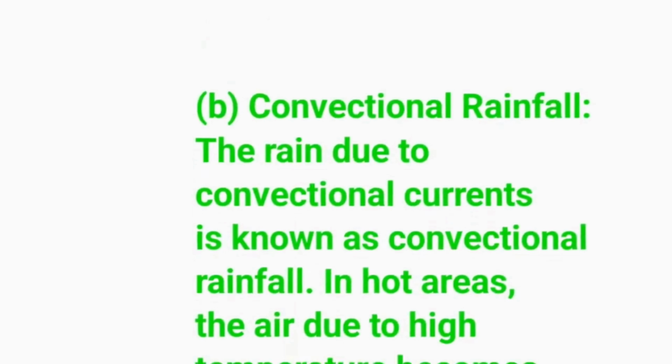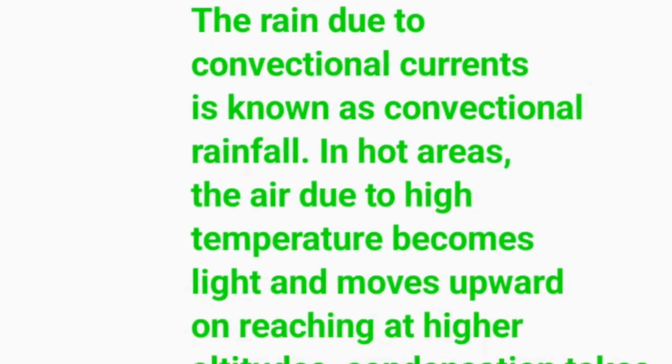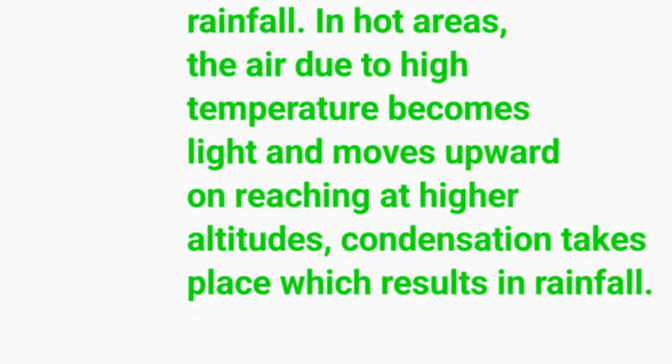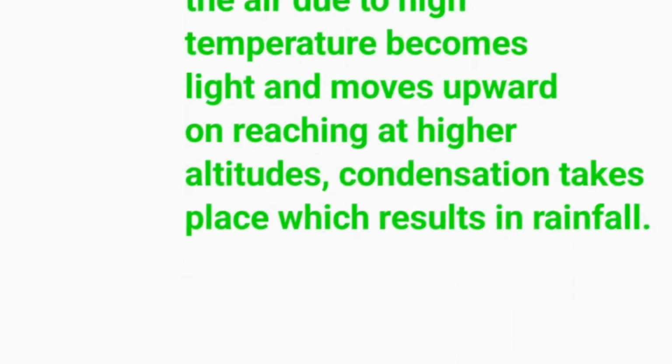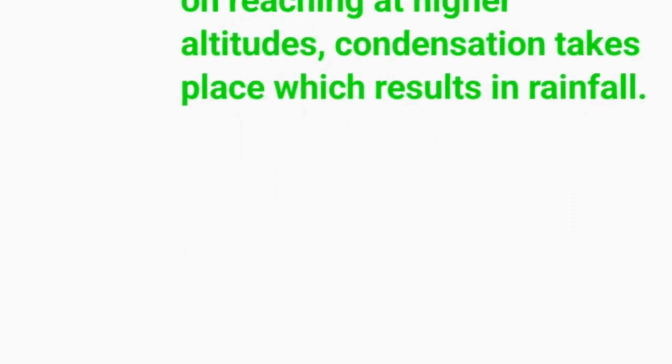2. Convectional rainfall. The rain due to convectional currents is known as convectional rainfall. In hot areas, the air due to high temperature becomes light and moves upward on reaching higher altitudes. Condensation takes place which results in rainfall.